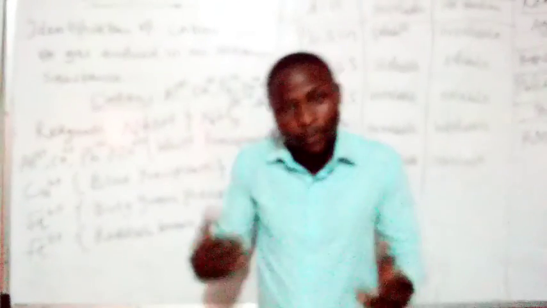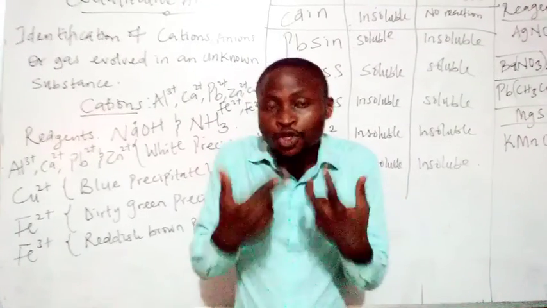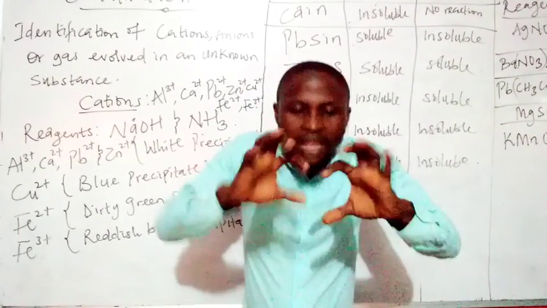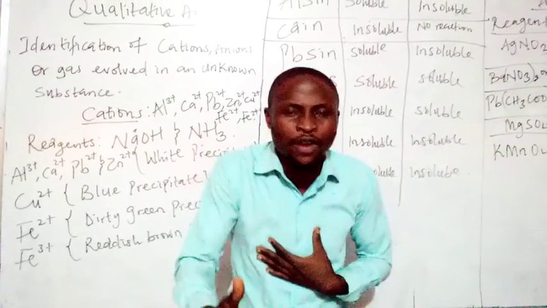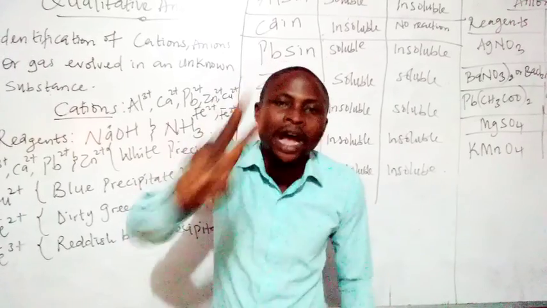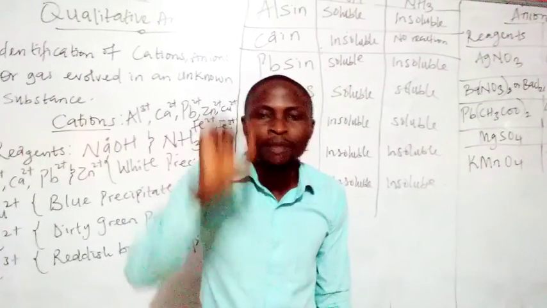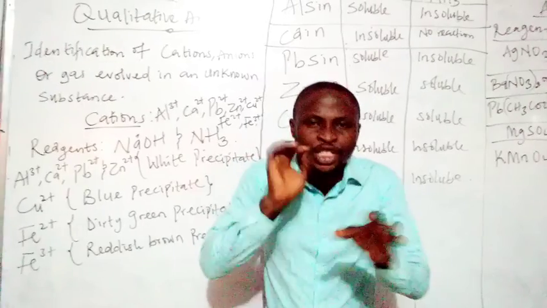Say for instance, if you want to test if there is salt in a particular food, of course you must use your tongue to test for it. So the testing mechanism that we use to test for these cations are called reagents. Basically, for cations we have two reagents: sodium hydroxide and what? And ammonia.